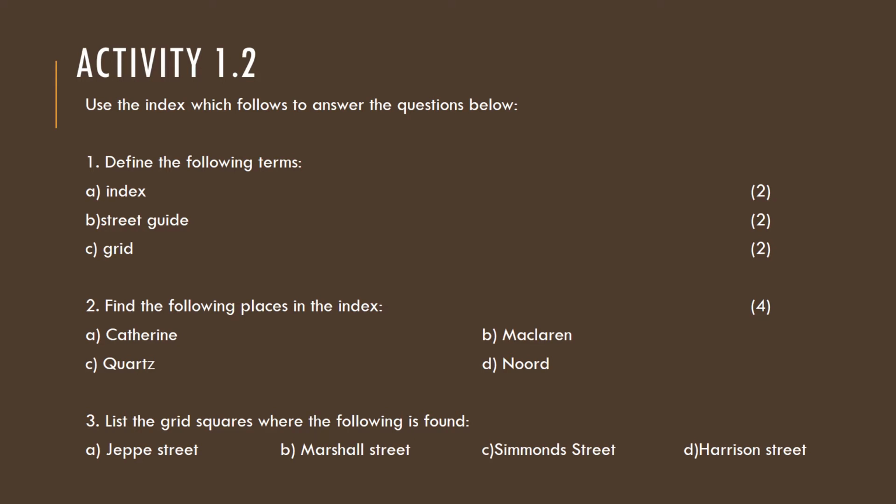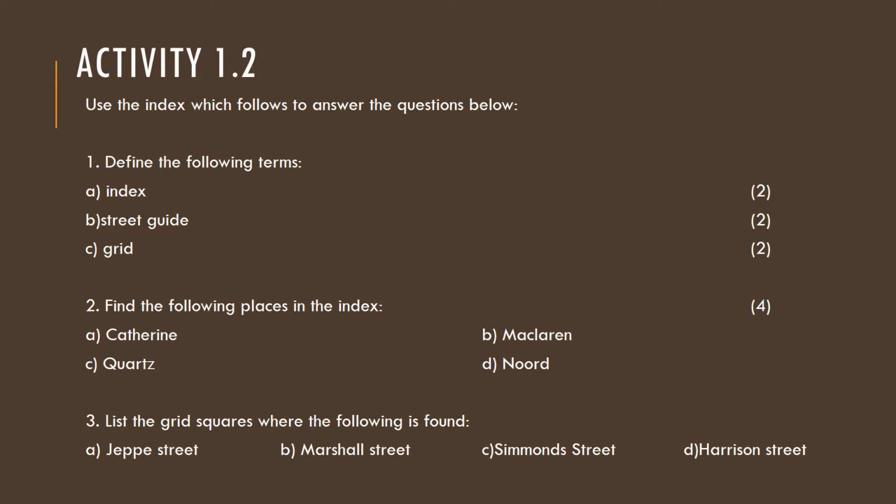First question, define the following terms, and each of these terms are for 2 marks. A, index. B, street guide. C, a grid. Question 2. Find the following places in the index. And there are 4 places and it's for 4 marks, meaning that each place is for 1 mark. A, Catherine. B, McLaren. C, Quartz. D, North.